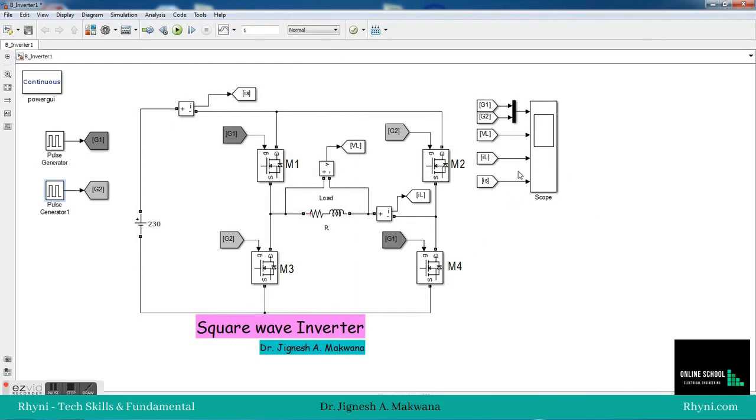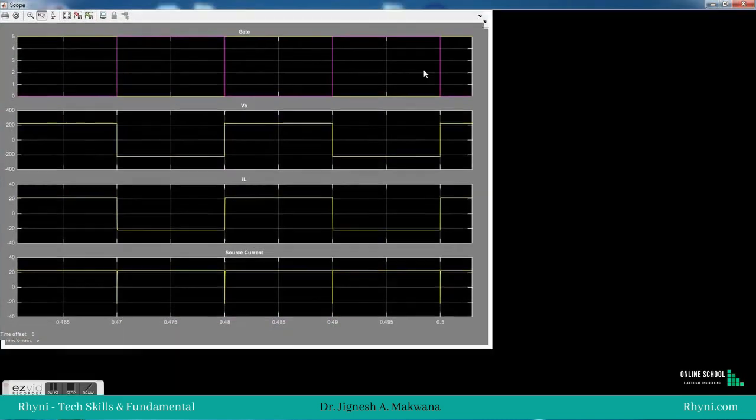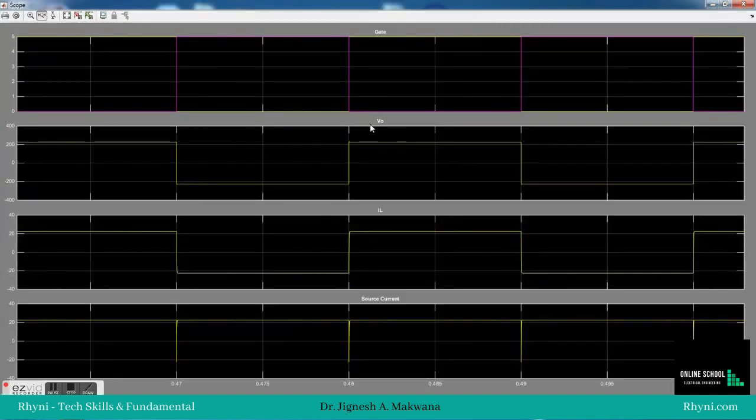Now if we turn on the circuit, we have a scope which can measure on a single plot both gate pulses G1 and G2, the output voltage, load current and source current. If we run it for 1 second, you can observe it in continuous mode, so a fast simulation will be there. You can see the output voltage, its maximum voltage is 230, and the gate pulses: the yellow one is G1 and this is G2. When G1 is on, the voltage is positive. When G2 is on, the voltage is negative.